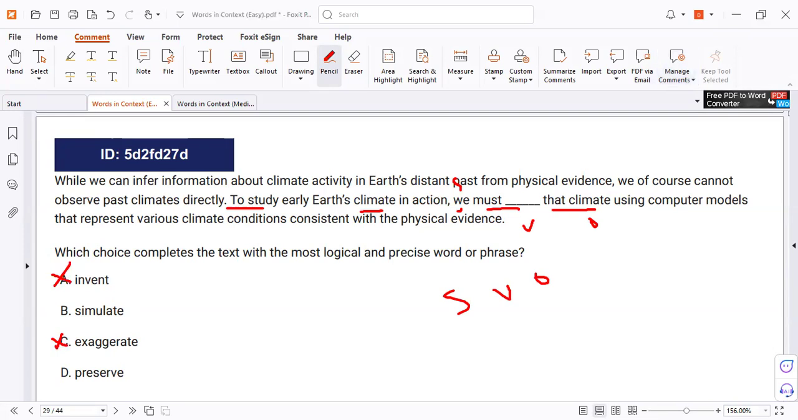I'm just looking for Stimulate. And how about letter D? Persevere, preserve. So preserve is just like to protect from deterioration, to protect from spoiling or danger. But we must protect the climate how? No, we must simulate. Why? Because here using computer modules that represent the climate. So this means simulation in computer language. That's one. Good job. What next?